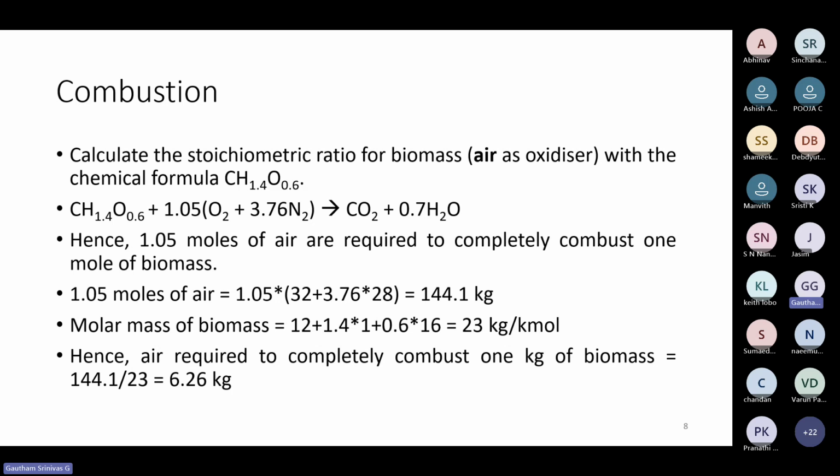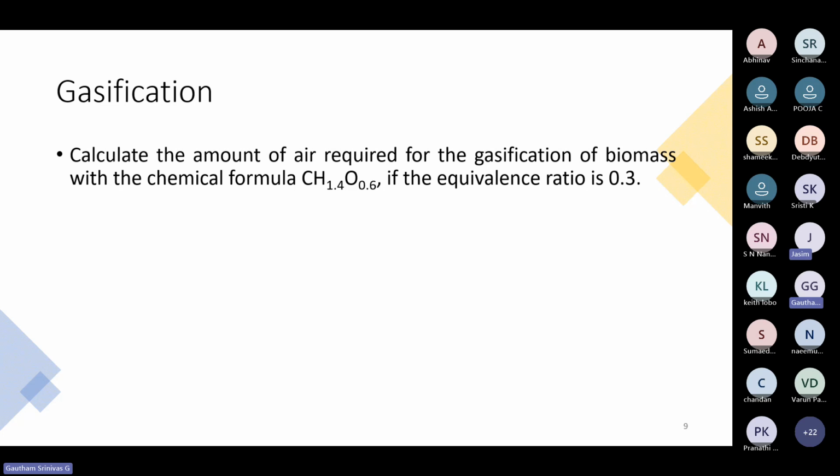For 1 mole of biomass, and then the molar mass of biomass, which is 23 kilograms per kilomole based on this. So carbon is 12, hydrogen is 1.4 into 1, oxygen is 0.6 into 16. So you have 6.26 over here.